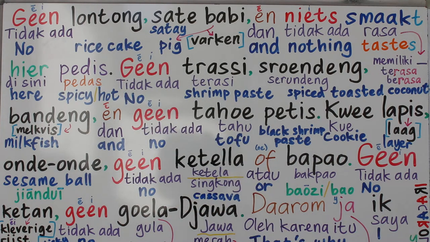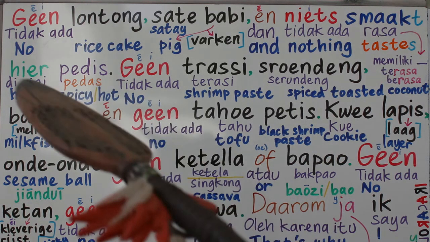And this one, lontong. Lontong is the Indonesian version of rice cake. It is different from tteokbokki, or Korean rice cake. With the Indonesian version, you can still see and feel the rice there. It's not chewy, but it is rice that has become pressed together. Cake-ish. Lontong.